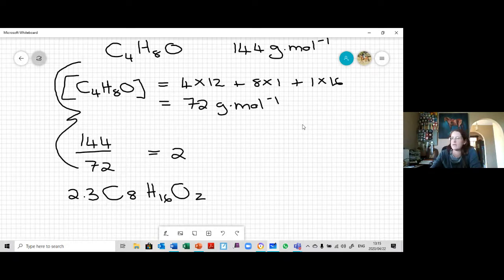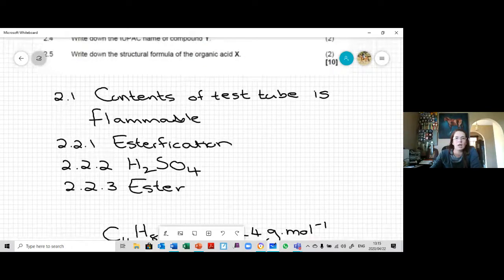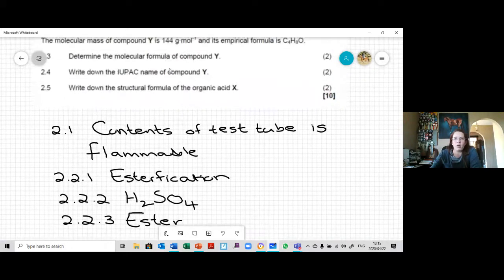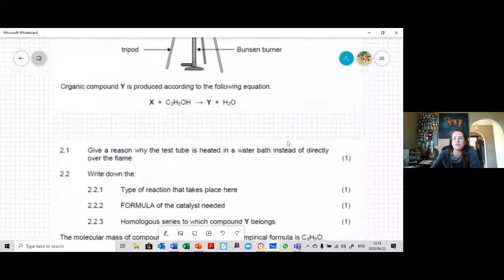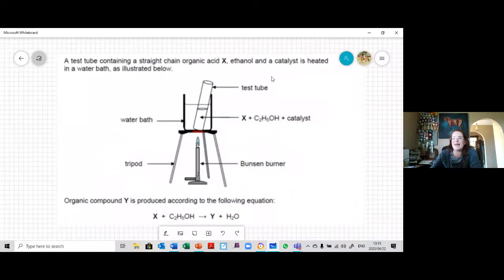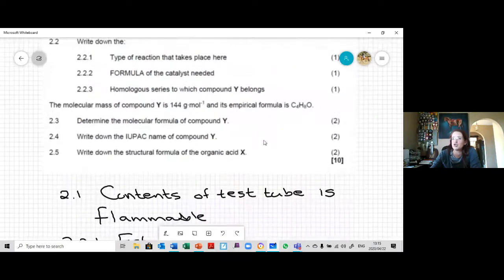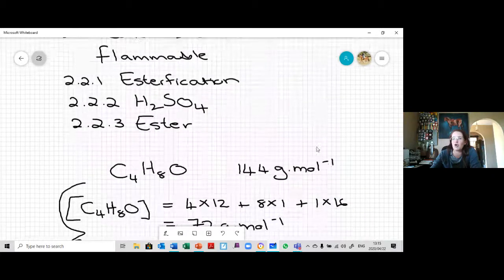All right, so let's have another look at 2.4. Write down the IUPAC name of compound Y. Now, the fact that this is only 2 marks is actually very sneaky because it makes you think that it's not that hard. But in actual fact, you have to keep in mind that you've got an ethanol too, okay? So there is actually quite a bit of work to getting the name of compound Y, right?